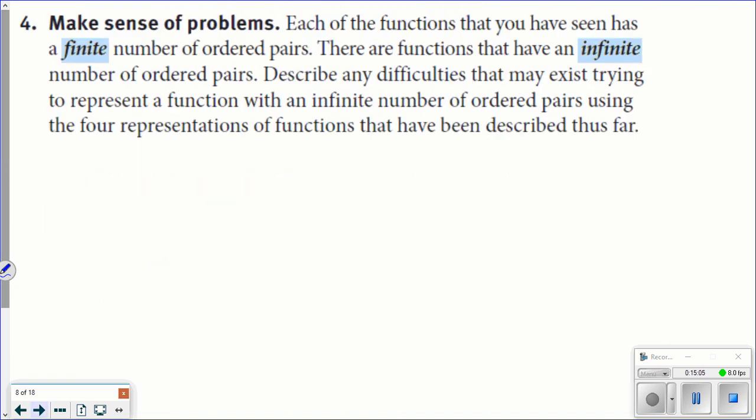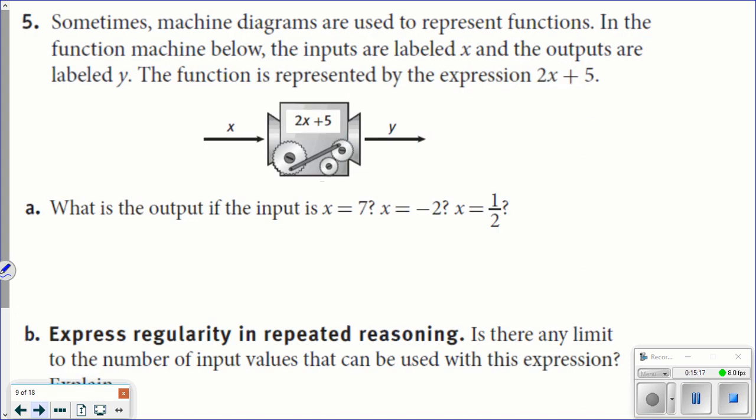Question 7. Oh, sorry, I skipped a page. Question 4. We're actually skipping question 4 on the top of page 73. So we're going to jump to question 5 on 73.